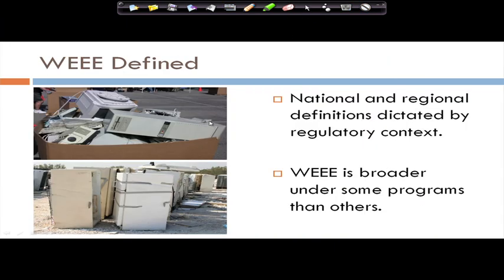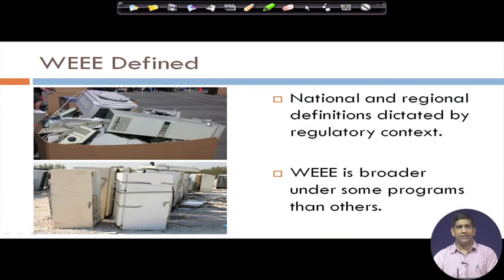So in terms of the definition, let's look at the definition. There is a national and regional definition dictated by regulatory context. You saw the definition from the Indian side in the e-waste management rules that we talked about in the previous part of this video and the previous video. And as you will see, waste electrical and electronic equipment is broader under some programs than the others. Some programs are much broader than the other programs.